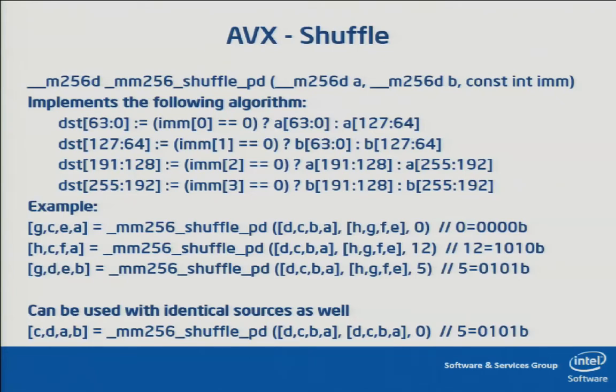Now, this is all pretty complicated. Here are some examples, right? I called the vectors A, B, C, D, and E, F, G, H. And the control value 0 will take the first element of the first source, the first element of the second source, and in the second lane, the first element of the first source and the first element of the second source. Works. And now we can play all these tricks.